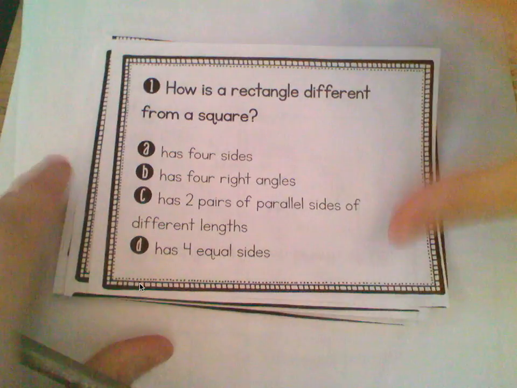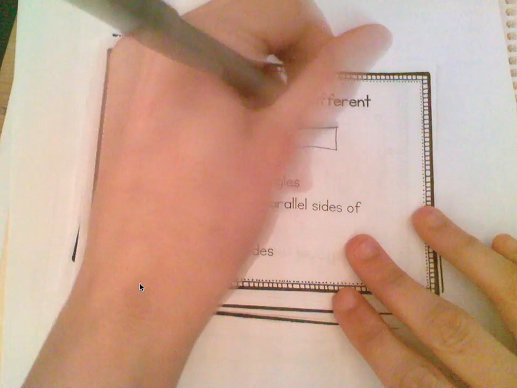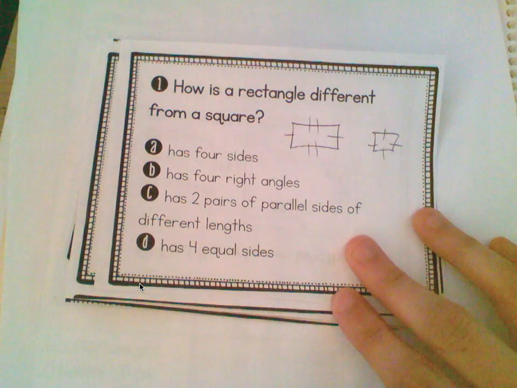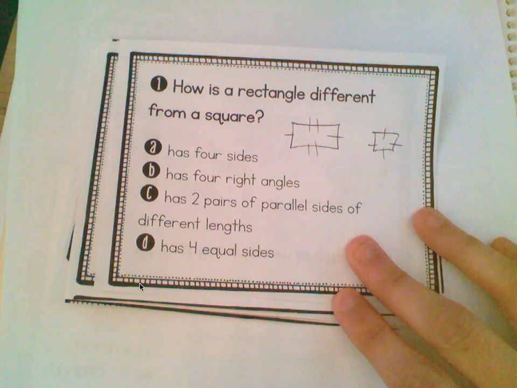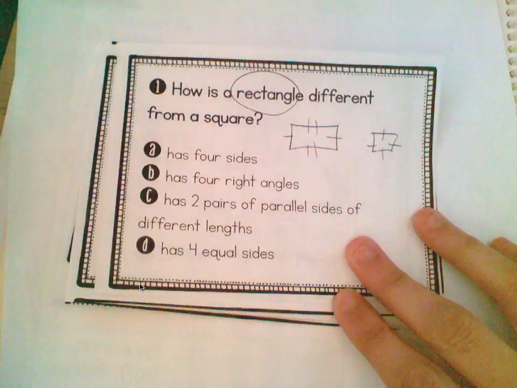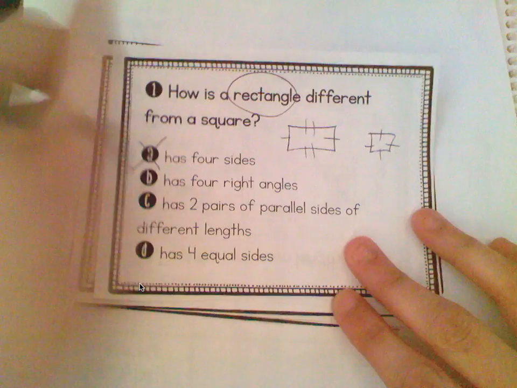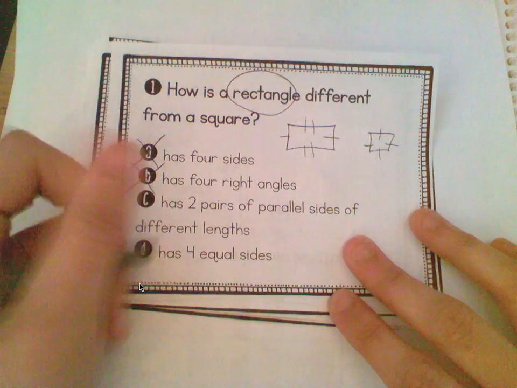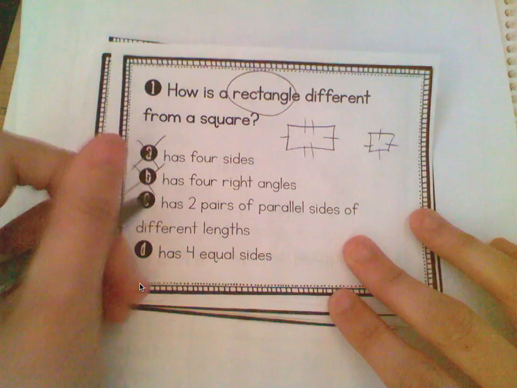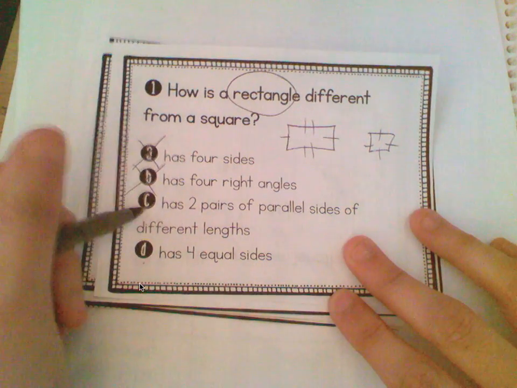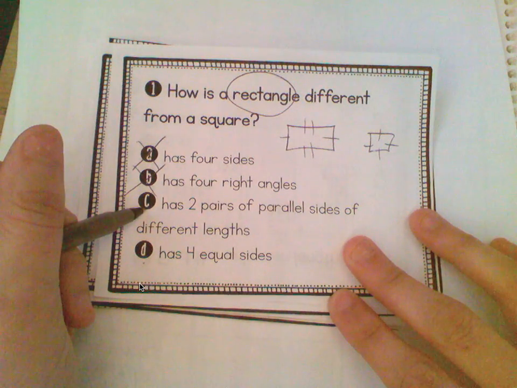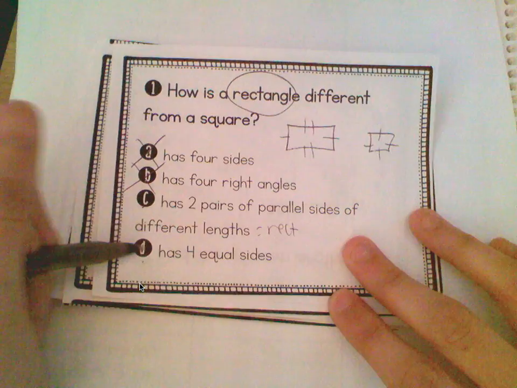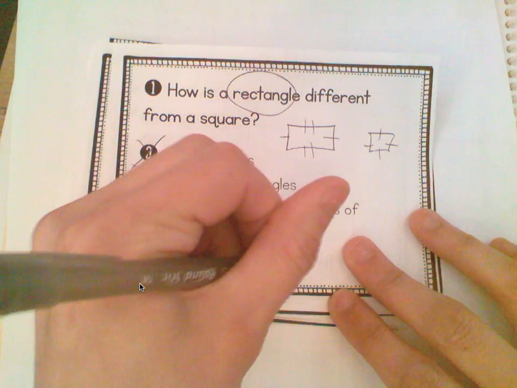Okay, if I'm going to solve this, they want to know how a rectangle is different than a square. Already, I'm going to mark my rectangle and a square to show what they look like. Well, they both have 4 sides, so it can't be A. They both have 4 right angles, so it can't be B. So I'm between C and D. C has 2 pairs of parallel sides of different lengths. That would be a rectangle. And then D has 4 equal sides, and that would be a square.